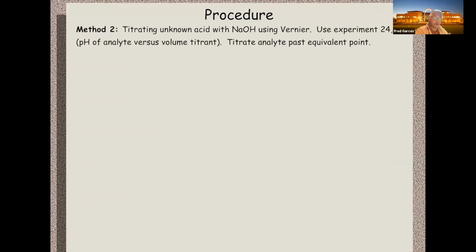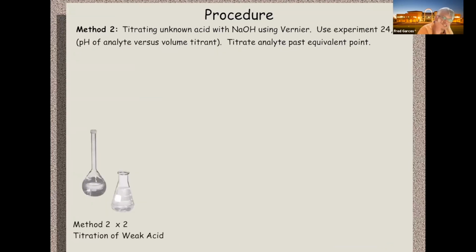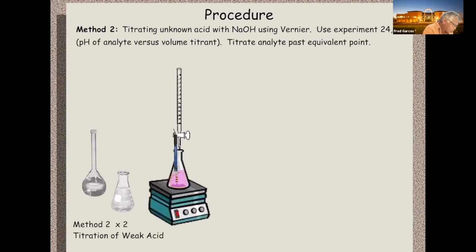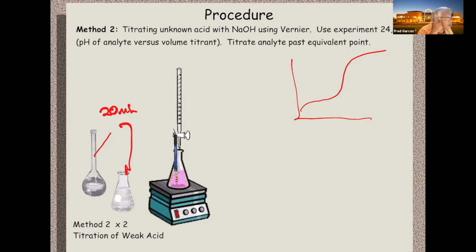Method two is much easier. Okay, method two, you have a stock solution, and then you withdraw from that stock solution an aliquot. You take only, say, 20 milliliters, and you put it in an Erlenmeyer flask, and then you titrate that. But you don't titrate it past the equivalence point. You stop at the equivalence point. That's when the solution turns color.